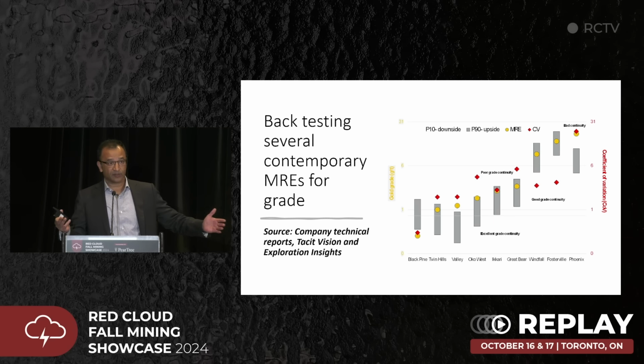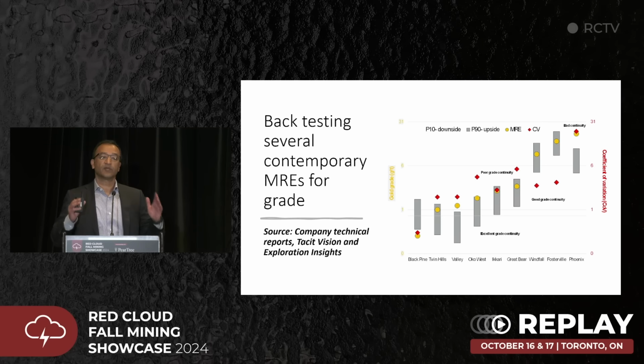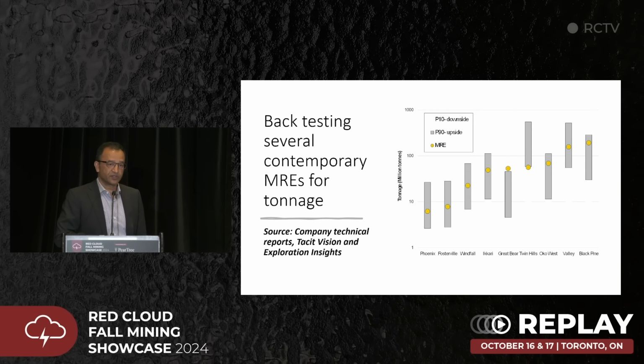Do I buy it? Do I sell it? This tool could help you, but again, it's only a tool, one of many things you should look at when you look at these high-risk assets. This is in terms of tonnage, in terms of up and downside. What's reported is the yellow dots, and the range is the P10 to P90 for tonnage that the model predicted.